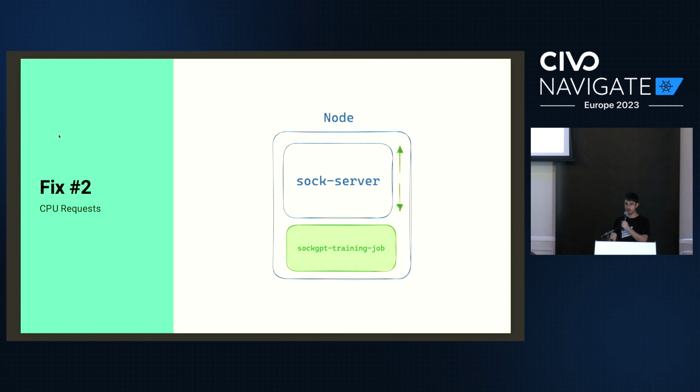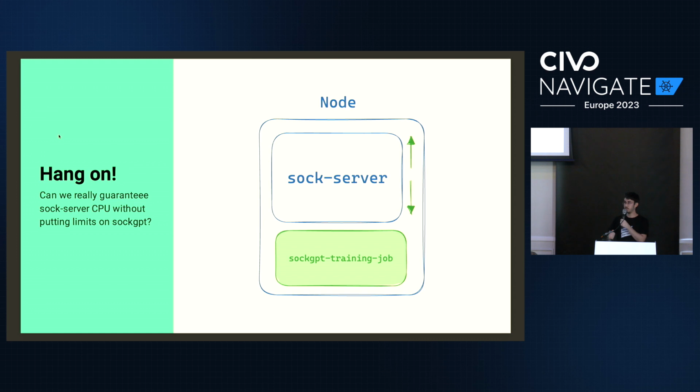Okay, so just to recap, we have our SAC server and we have the SAC GPT, and we want to make sure that SAC server gets the resources it needs, not by putting any limit on SAC GPT, but by putting an accurate request on SAC server. And the common misconception, and the argument that I've had with countless people online and in person, is, do requests really guarantee resources? So if I say SAC server needs at least 2 CPUs, and I put in a 2 CPU request, and I do not put on a limit on SAC GPT, am I really guaranteed 2 CPUs?